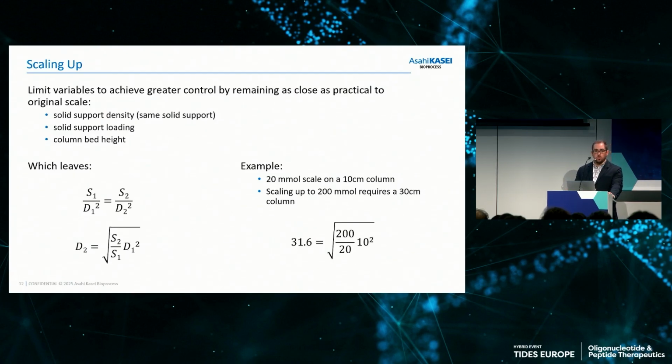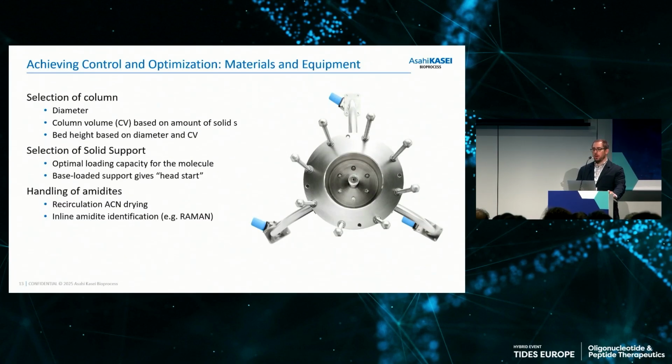So in this case, we would choose probably to use a 30 centimeter column, knowing that columns are generally available in 5 to 10 centimeter diameter increments. And that means that maybe our scale then is instead just 180 millimole, or maybe we take a chance and increase our bed height a little bit to get more solid support in there. That, of course, will increase our residence time. But there's a lot of different levers you can pull, as you can see, using this model to sort of guide you. All right. So moving on to specific selections of the column and solid support.